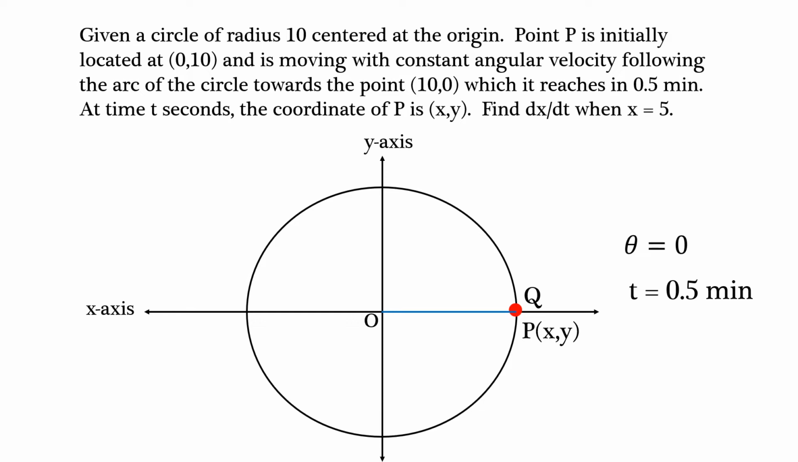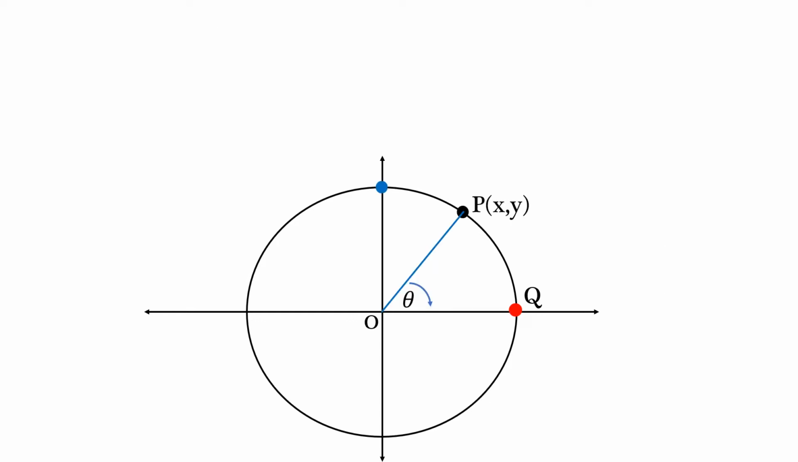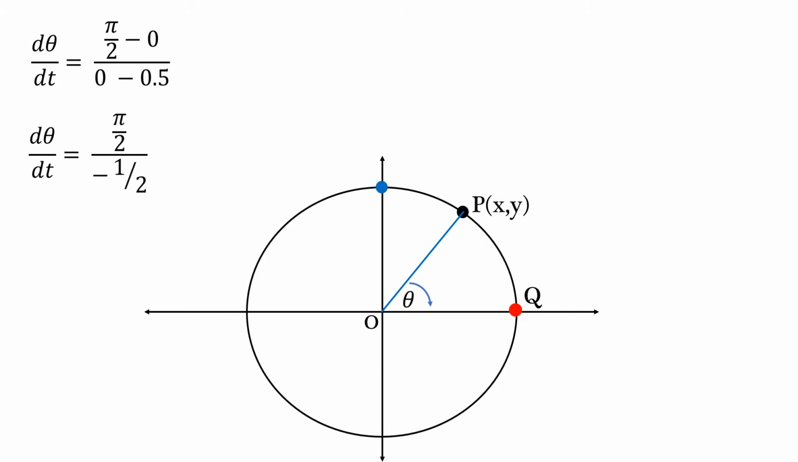So to find the rate of theta, we are now going to say d theta over dt. We'll get the difference of pi over 2 minus 0 and divide that by 0 minus 0.5. So we now have pi over 2 divided by negative half. And finally, we have the rate of theta as negative pi. Now, the length from O to P is 10.